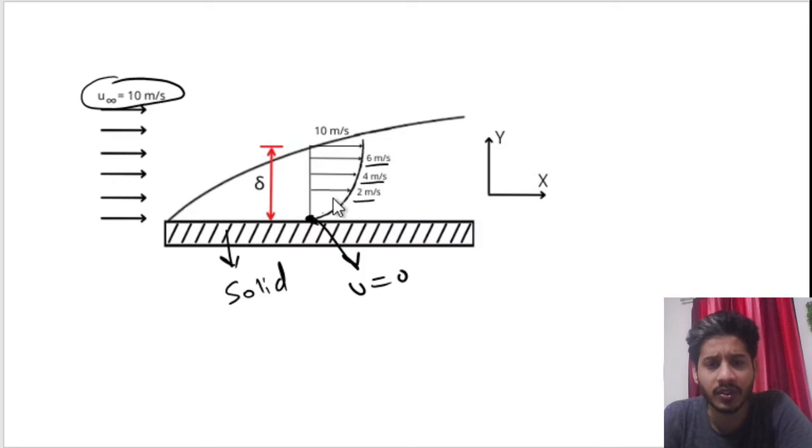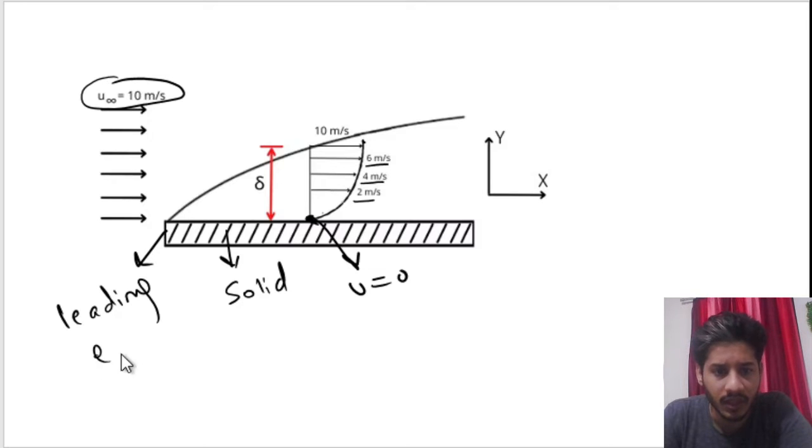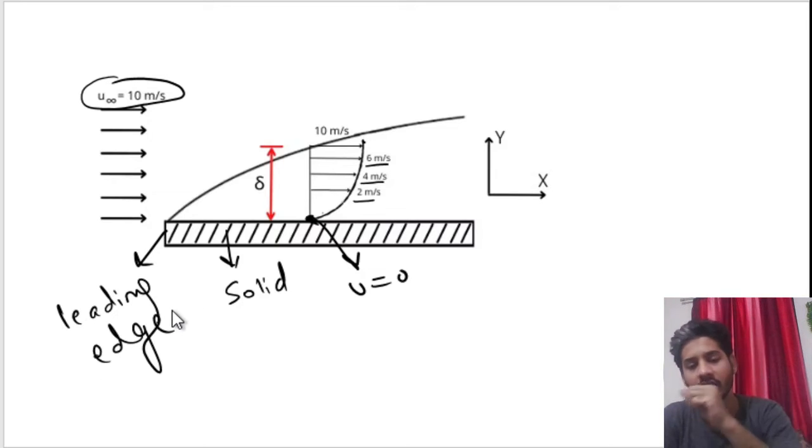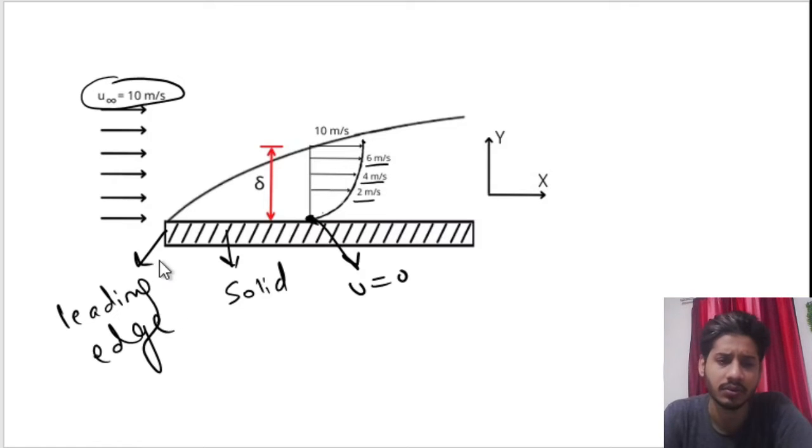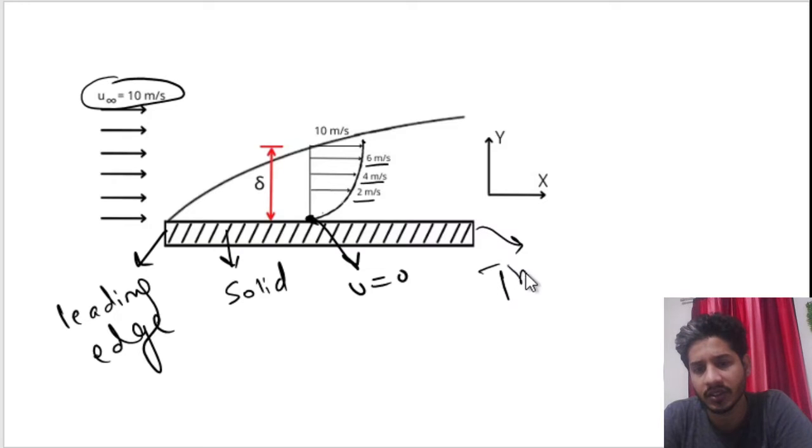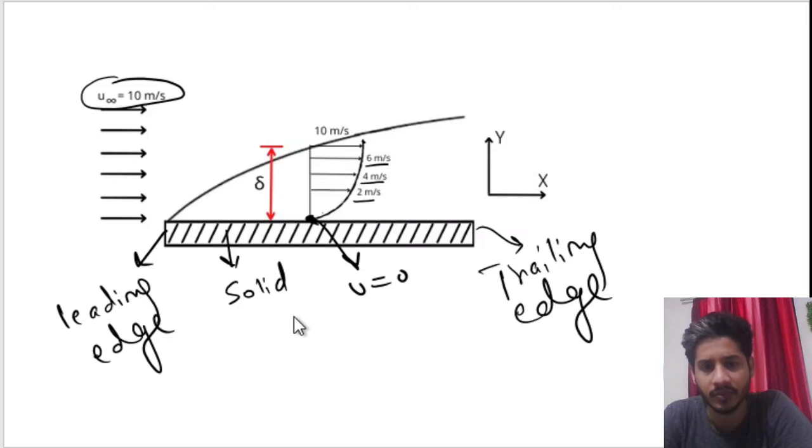So basically what is happening is, at the top of the boundary layer, the velocity reaches 10 meters per second, and it increases gradually. So the graph follows this pattern in the boundary layer. This is referred to as the leading edge, which is the start of the solid surface, and this will be the trailing edge, the end part of the plate.